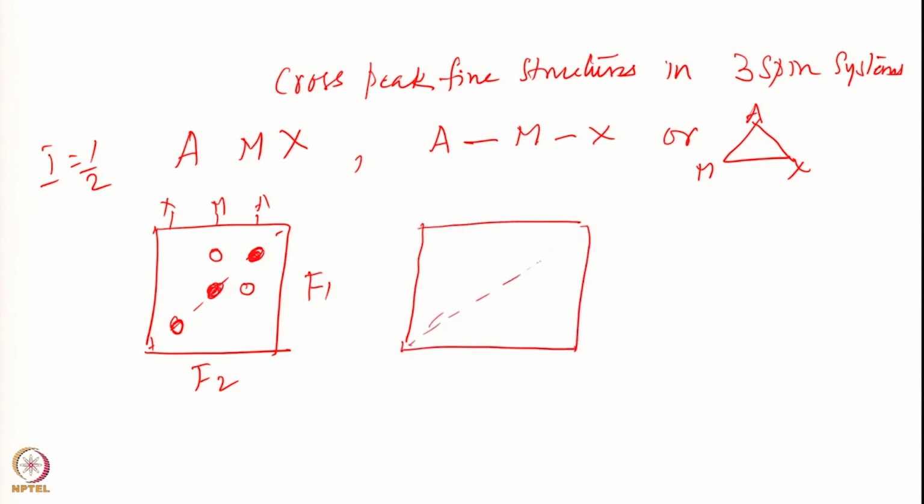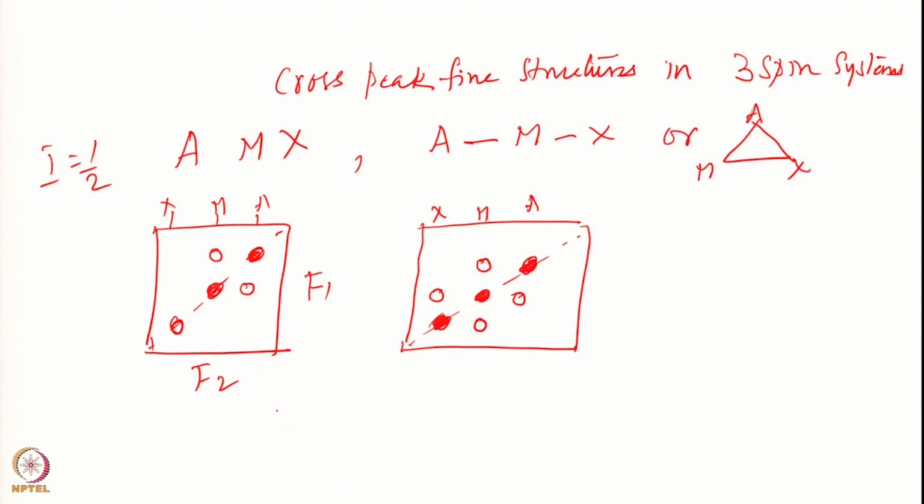A, M, X, this is A, this is M, this is X. So A to M there is a cross peak here, and therefore there will also be cross peak here, and M to X also there will be coupling, there is also cross peak here, there is also cross peak here. Because remember these ones are J coupled, this happens through J coupling. Okay, this should be in the same line. So this happens through J coupling.